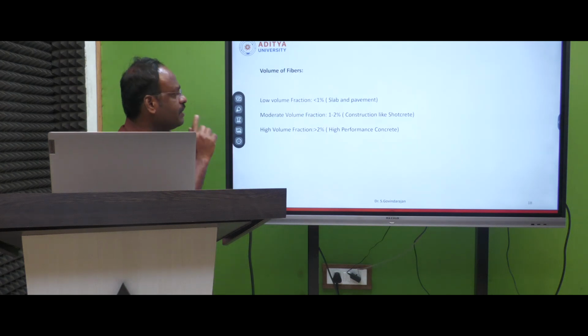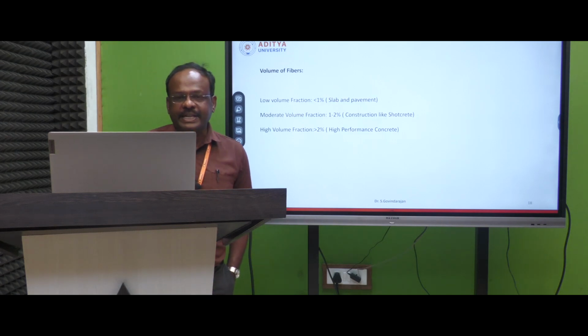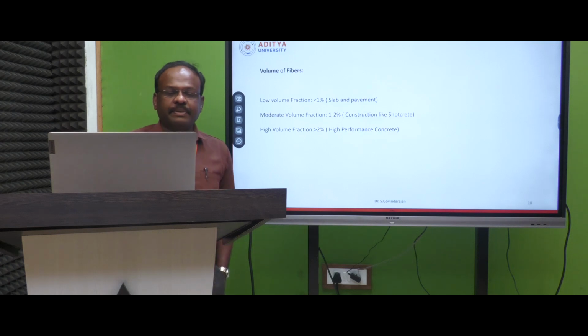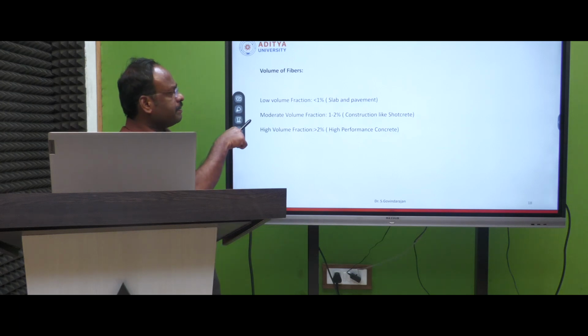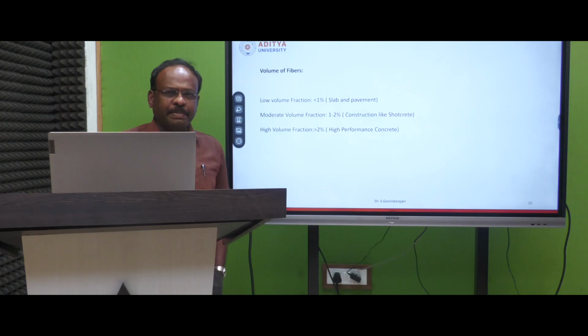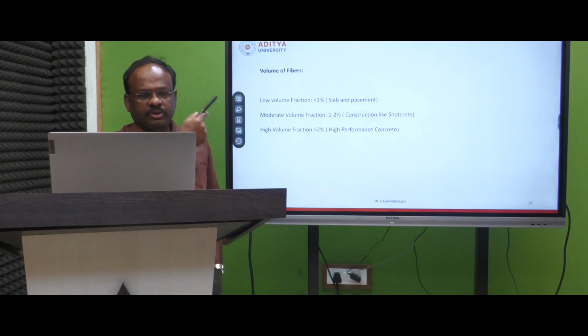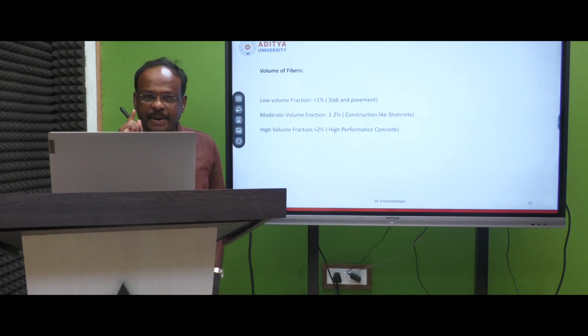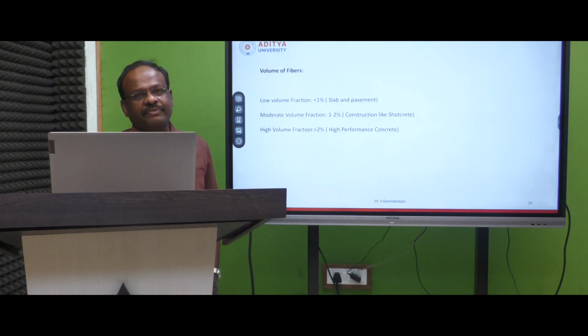The first one is volume of fiber. Volume of fiber has 3 types: low volume fraction, moderate volume fraction, and high volume fraction. Where are they used? For low volume fraction, the value will be less than 1%, and this type of concrete is used only for slabs and pavements, right? In those 2 places only we use low volume fraction, because less than 1% of fiber is enough to control your loading condition, right?